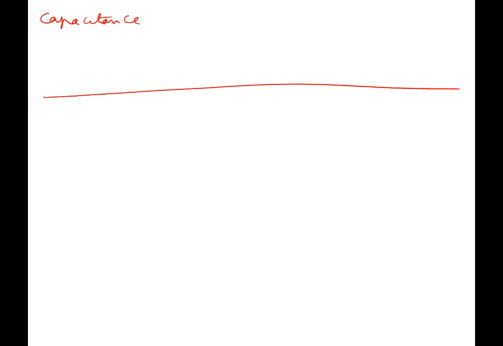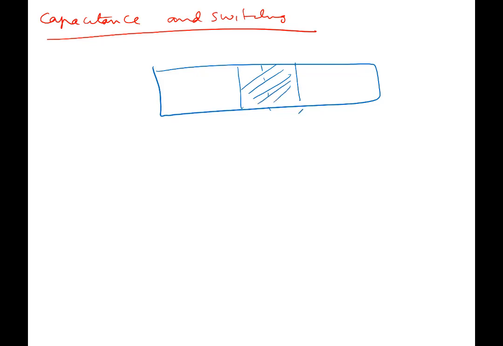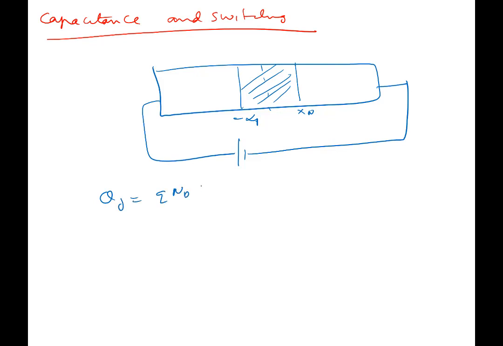One last thing about a PN junction is capacitance. Capacitance and switching. The first aspect of capacitance is actually very simple. I have a depletion region. I have a PN junction with a depletion region here. I have Xn, I have minus Xp, and I know the voltage is whatever voltage I apply. I know that there is a depletion charge Qj. Depletion charge Qj is equal to Qnd into Xn, same as Qna into minus Xp.